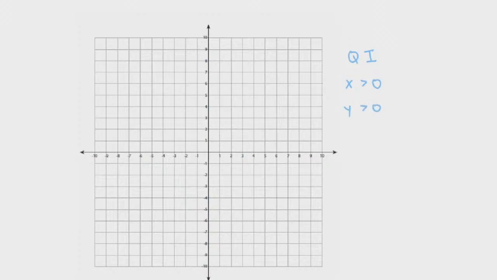Quadrant 2 is the top left corner. Here the x values are negative and the y values are positive. Below that is quadrant 3. Here the x values are negative and the y values are also negative. And in quadrant 4, which is the bottom right corner, the x values are positive and the y values are negative.